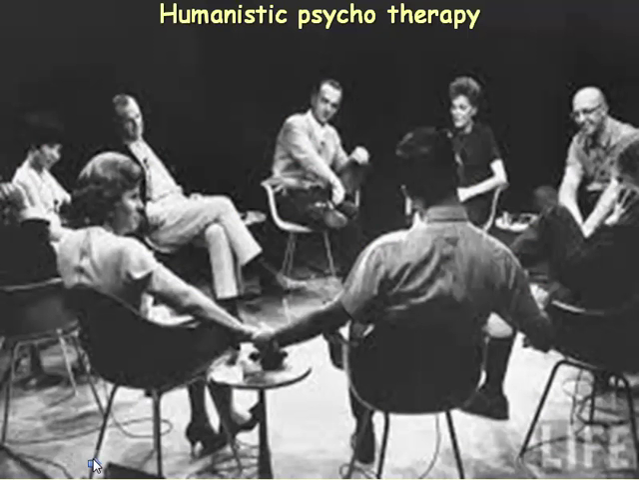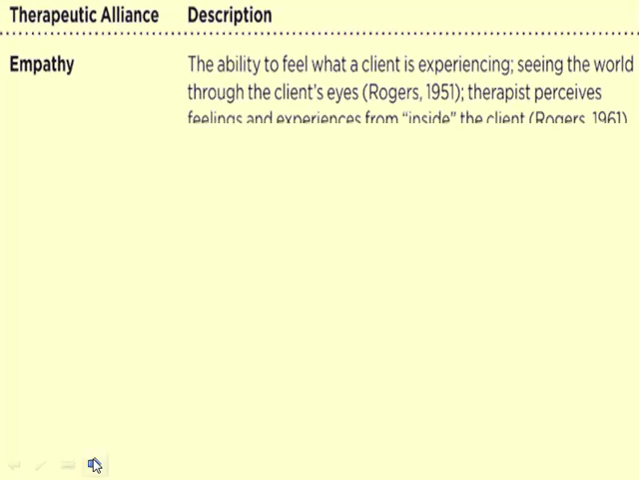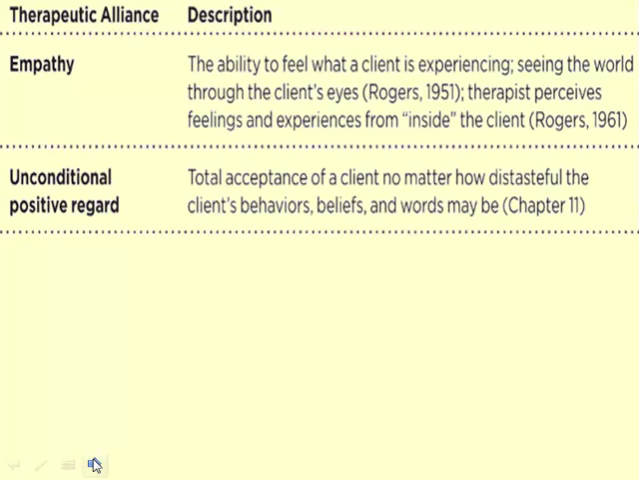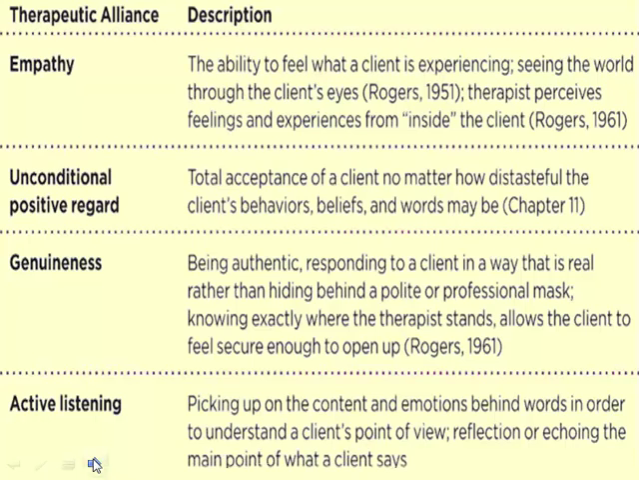Humanistic therapy, devised by Carl Rogers, focuses on building a therapeutic alliance between the therapist and client to establish a strong and trusting relationship. Here's a picture of Carl Rogers conducting group therapy. This form of therapy allowed more people to be able to access and afford therapy. The components of a client-centered therapeutic alliance include mutual respect and caring, empathy, unconditional positive regard, genuineness, and active listening.